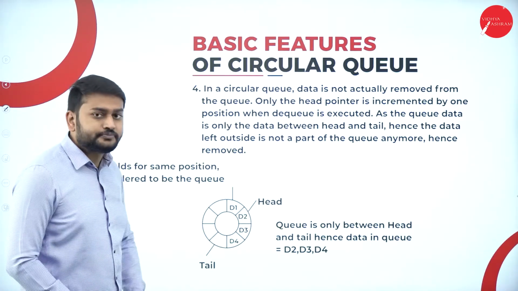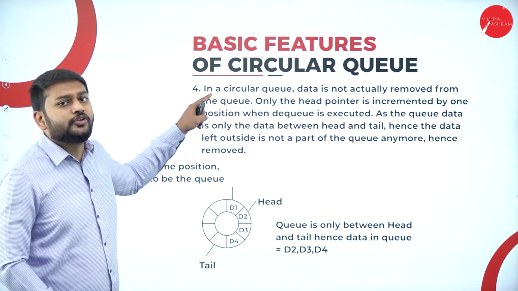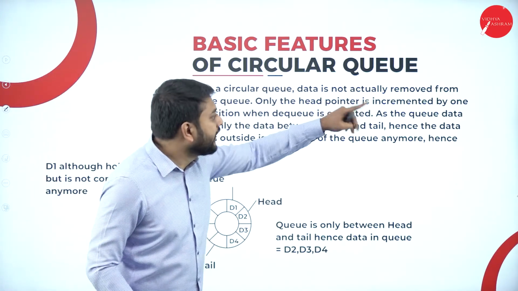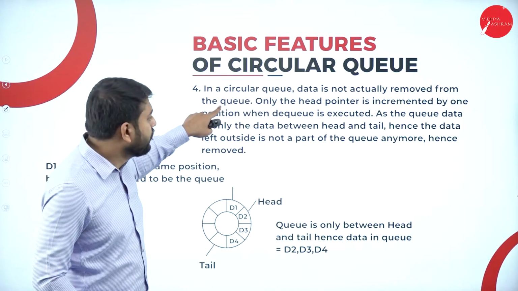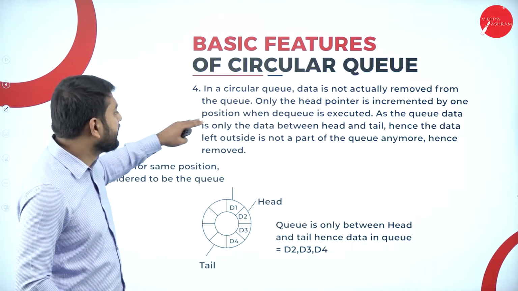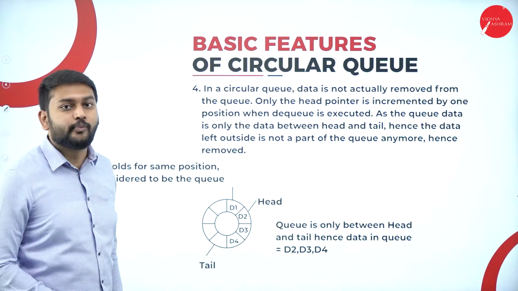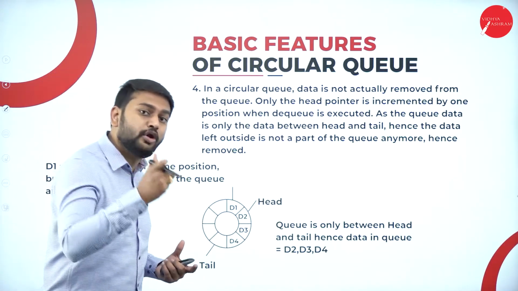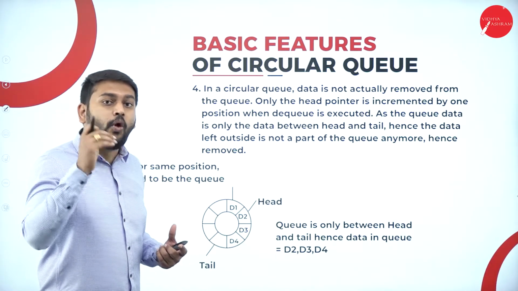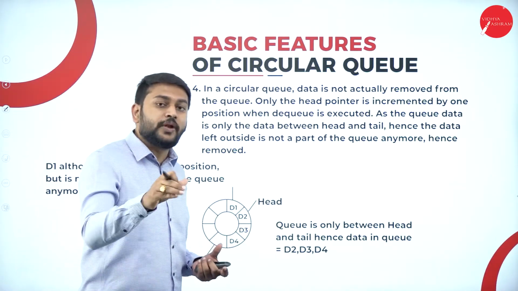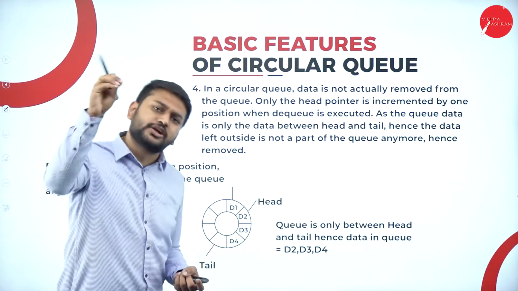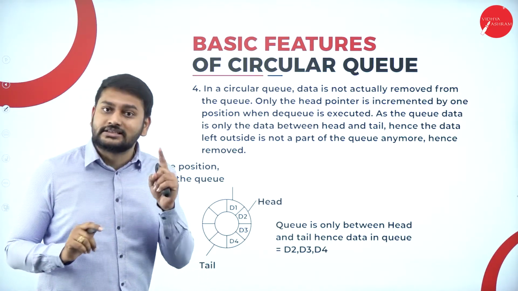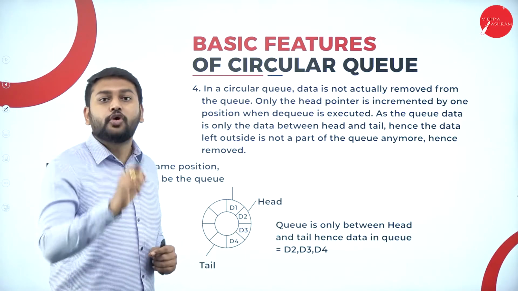Moving forward, what is the next point that we need to understand? In a circular queue, data is actually removed from the queue, only the head pointer is incremented. Observe here, this is very, very important. They are speaking with respect to the removal of the data. So what exactly are they trying to explain when they remove the data? Are they actually removing the data? That is what you need to concentrate on and listen. I repeat my point to all of you.